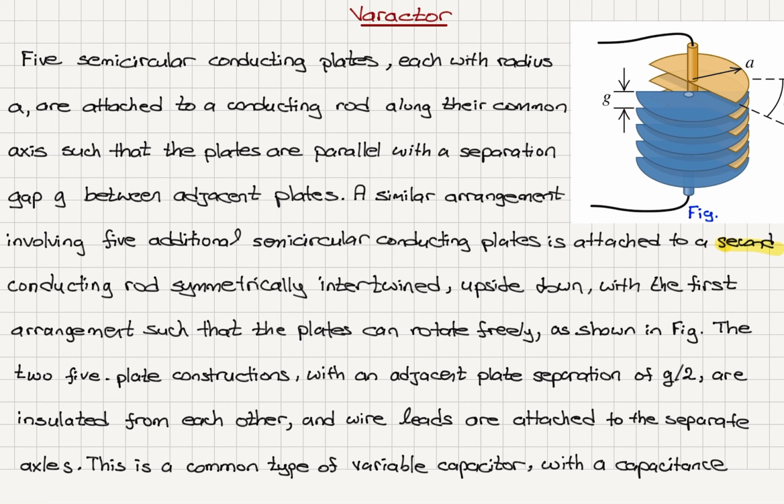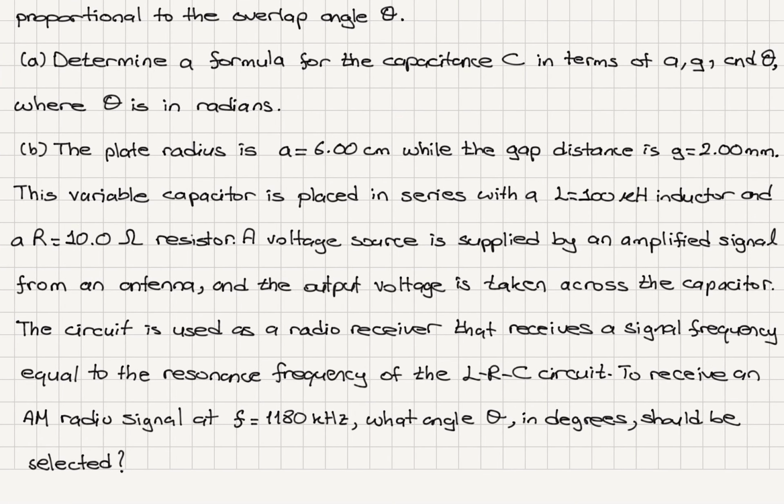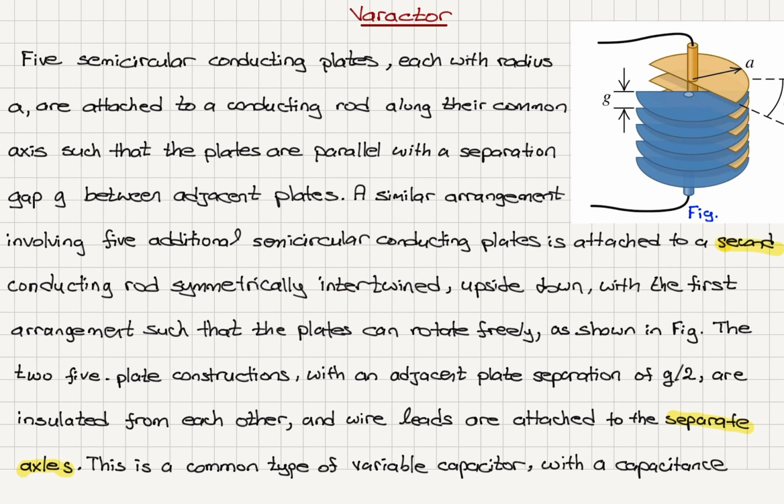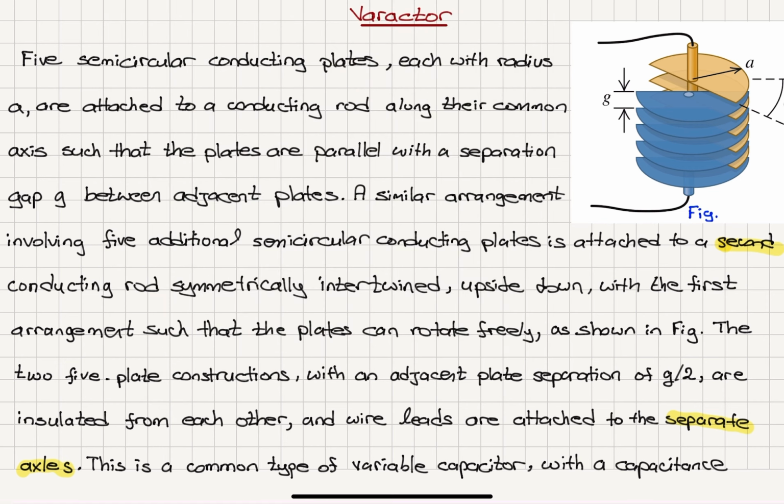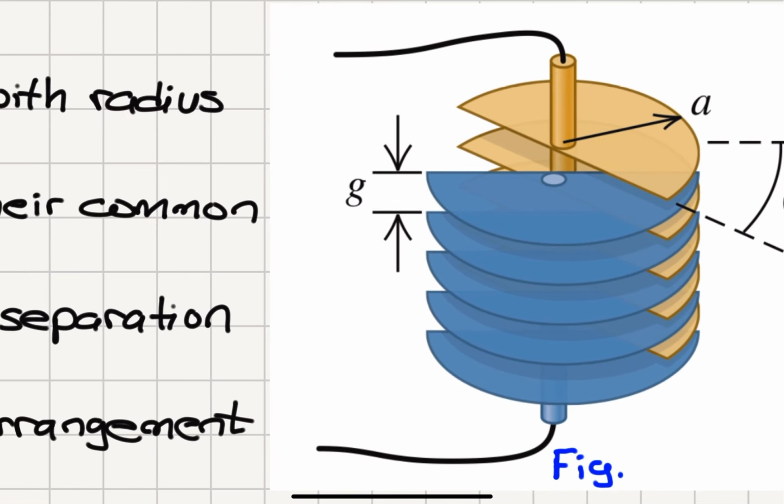Okay, so separate axles, therefore we have the same voltage appearing on these and the same voltage appearing on these, but these two do not have the same voltage. This is a common type of variable capacitor with a capacitance proportional to the overlap angle theta. So these two plates overlap for a certain angular separation here. So we have this angle theta, that is the overlap angle.